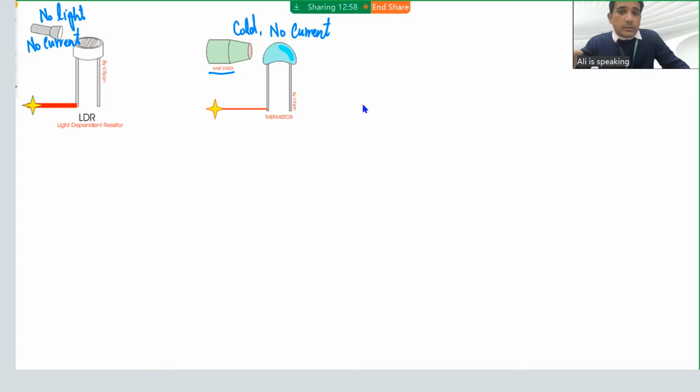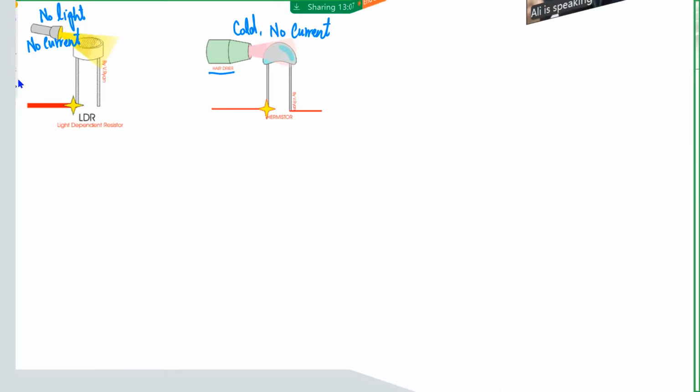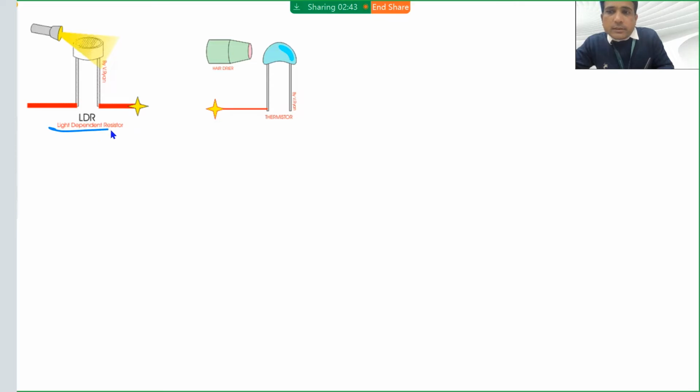Means when temperature is low, resistance is very high. When no light, resistance is very high. So these points you need to understand. Now I will explain you with the help of graph. This one is LDR, light dependent resistor. Resistance of this one depends on light. So we can simply write down resistance depends on light. LDR. Resistance depends on light level. The better way to say this is it depends on light level.